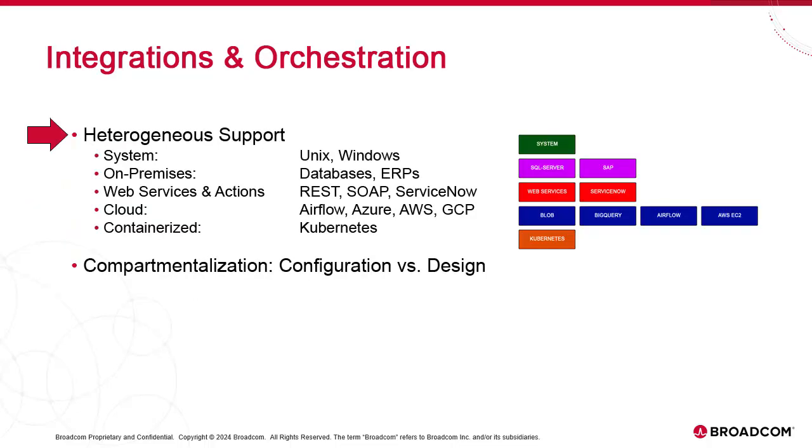Automic is a true cross-platform automation solution with extensive support for most ecosystems on the market. This ranges from batch to more recent developments like containerization. It covers both on-premises and cloud platforms, databases, ERPs, workflow managers, file managers, data transformation, and more.